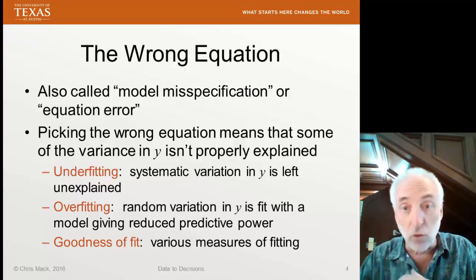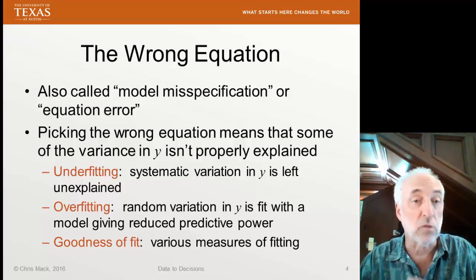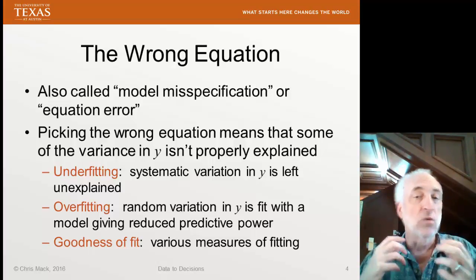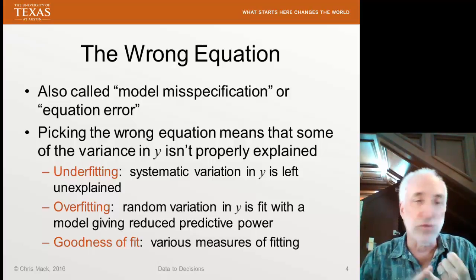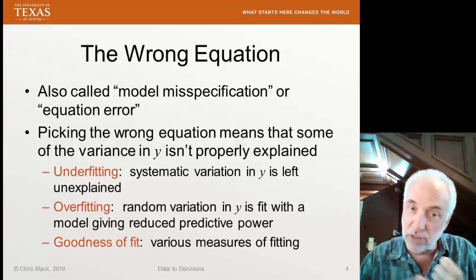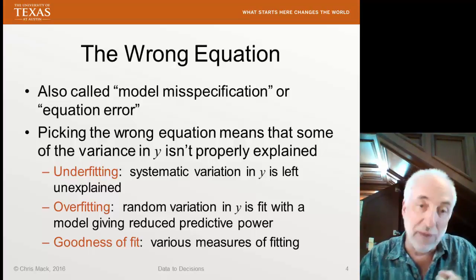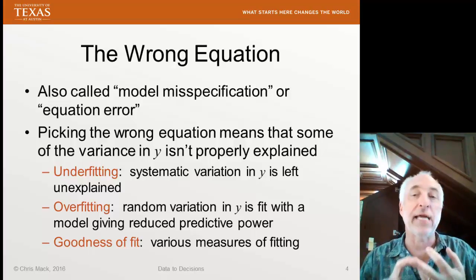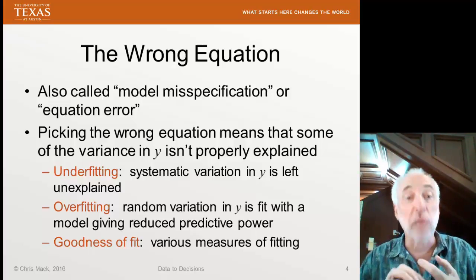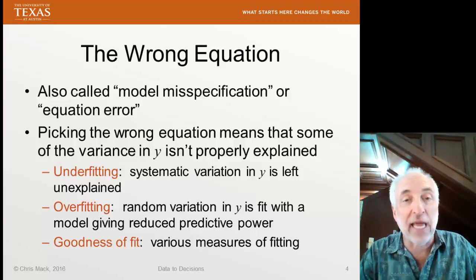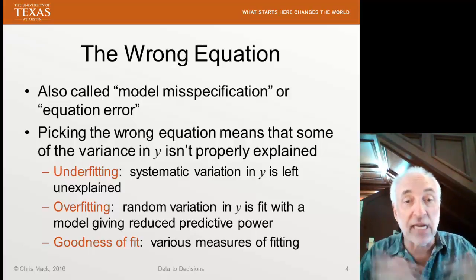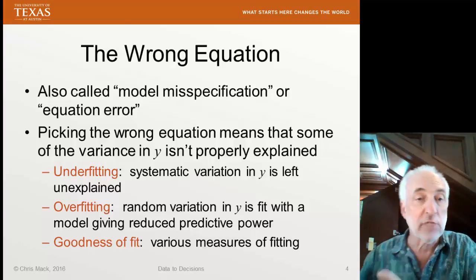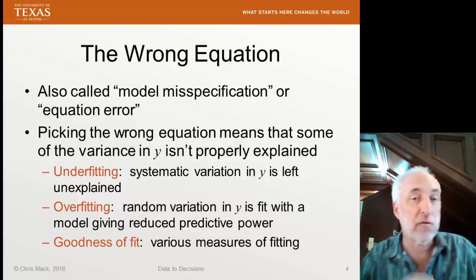There are two things that can go wrong if we pick the wrong equation. One, and the most common, is underfitting. That is, we don't have all the right regressor variables in our model, or we don't have the right model form, and therefore there's some systematic variation in y that is left unexplained. We have some systematic differences between the data and the model that are being lumped into the residuals, and our residuals are not just purely random.